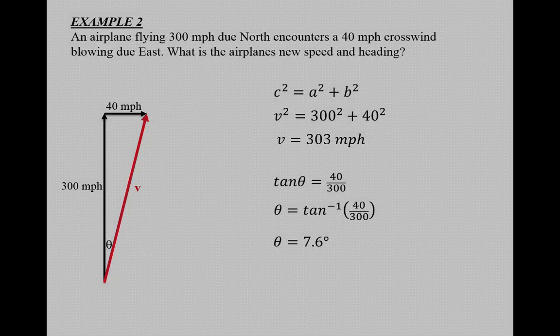Now using the convention counterclockwise from east, we're going to have to measure how far away that vector is from the east line. So you can see that to do that we would take 90 and subtract that 7.6 degrees. So that gives us a final answer of 303 miles per hour, 82.4 degrees.